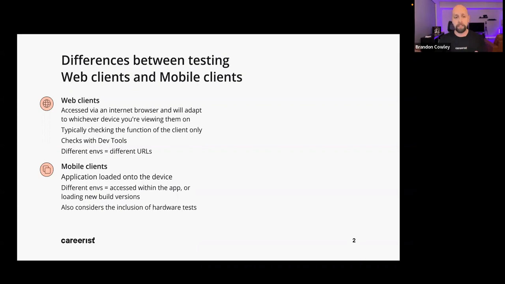So that's the first difference right there: applications are loaded onto the device. The second thing is that different environments can be accessed within the app directly, or you would be loading new build versions of the application to test out. The use cases will vary slightly, but if you're accessing within the app, chances are you'll load the app, and on the login screen there's a way to get to a secret menu, and you can switch environments within there. That's how you go about testing in the QA environment on a market build. If you don't follow me, again, I'll hit that real quick.